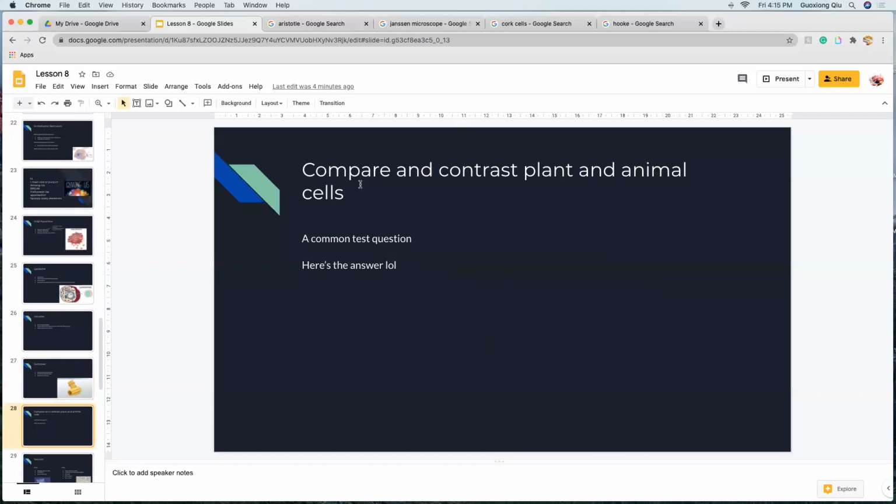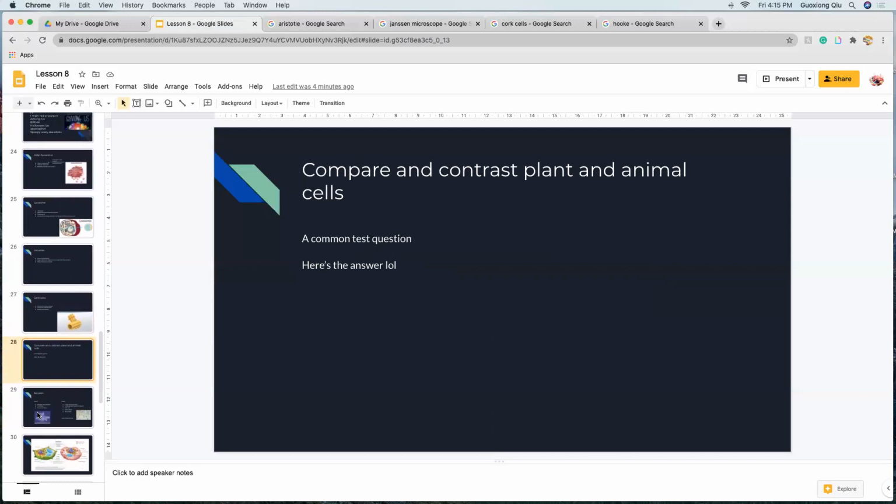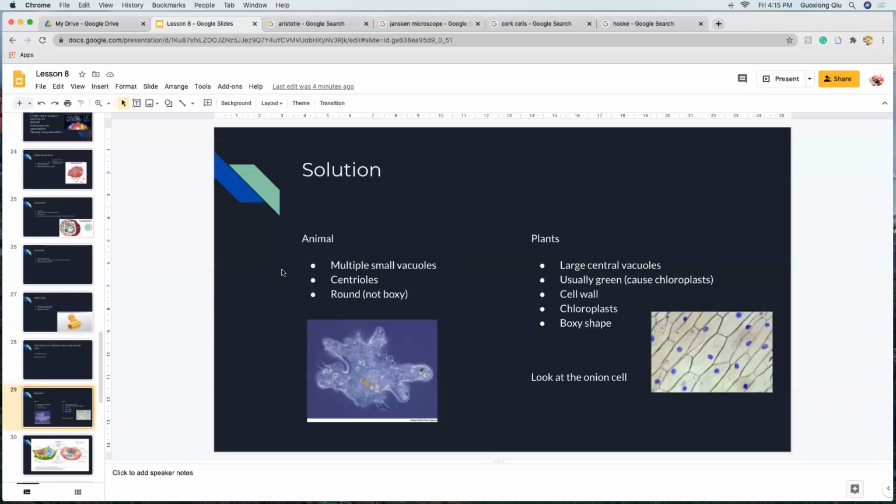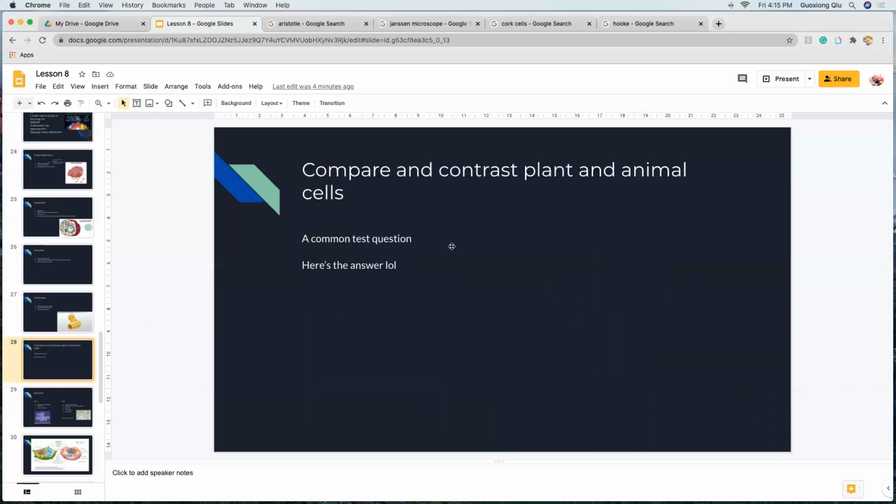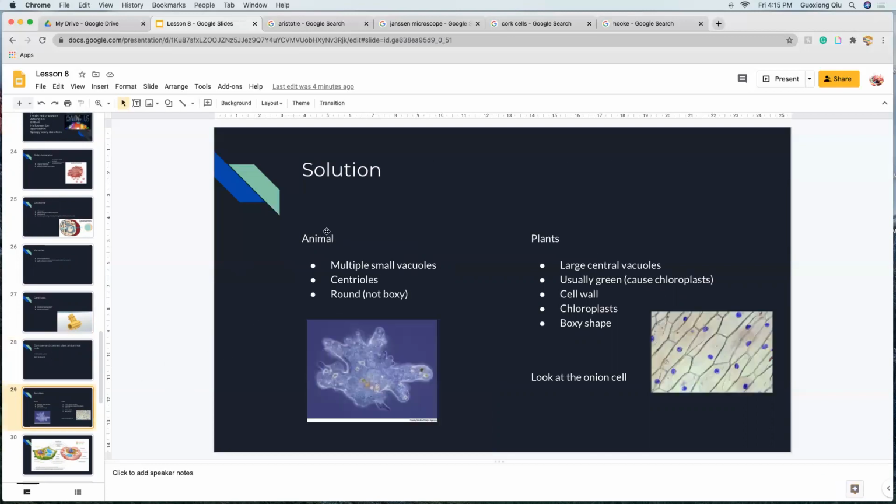Okay. A really common test question you're going to have is to compare and contrast plant and animal cells. So here's the answer on the next slide. If you memorize this and then you get that test question about comparing and contrasting, you can copy and paste this, and then you probably get close to full marks, maybe full marks.